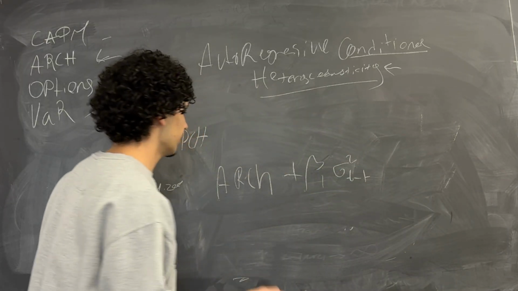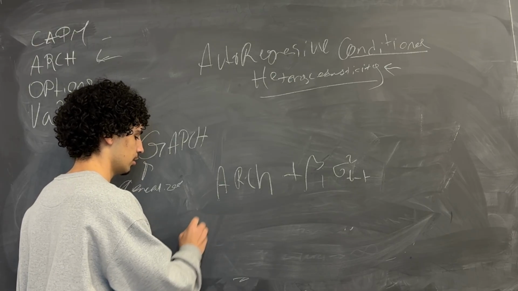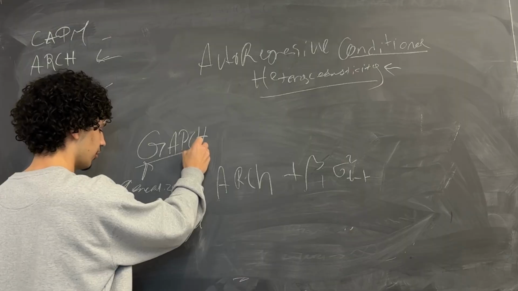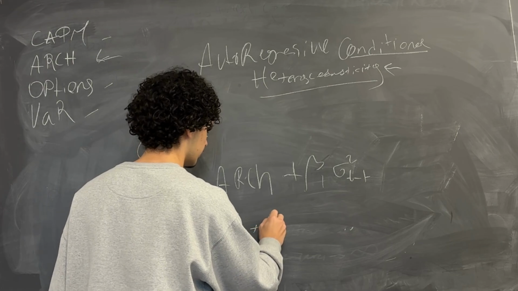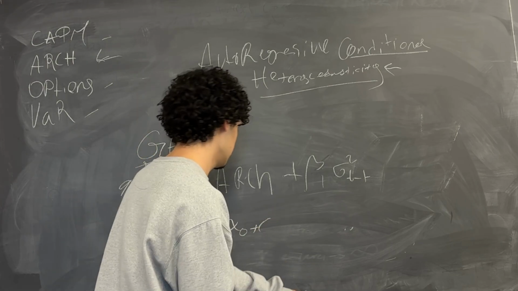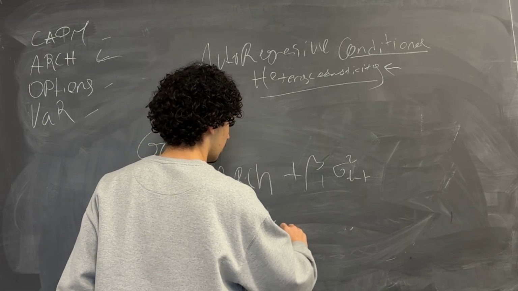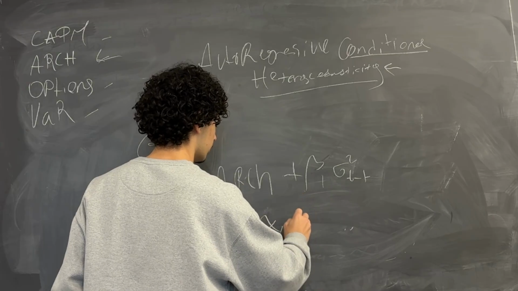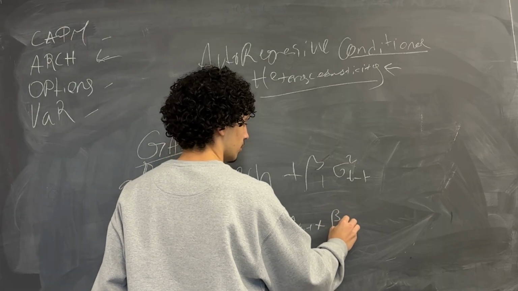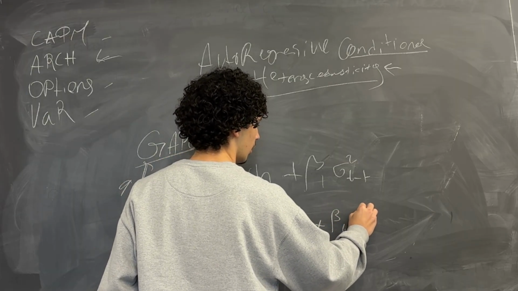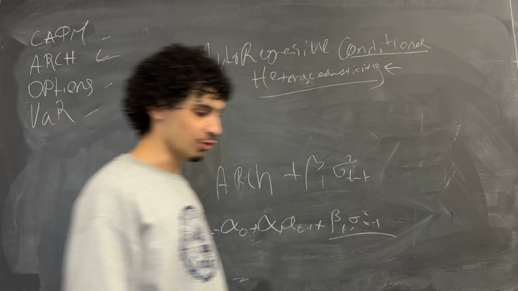Just to refresh, given GARCH, we have the variance of the return at time t equals A0 plus A1 times the movement at t minus 1 squared plus beta 1 times the variance at t minus 1. So this is the addition in the GARCH model.